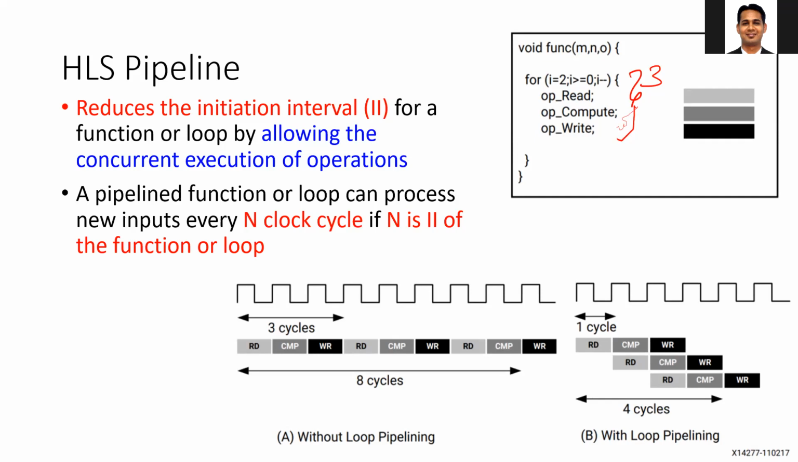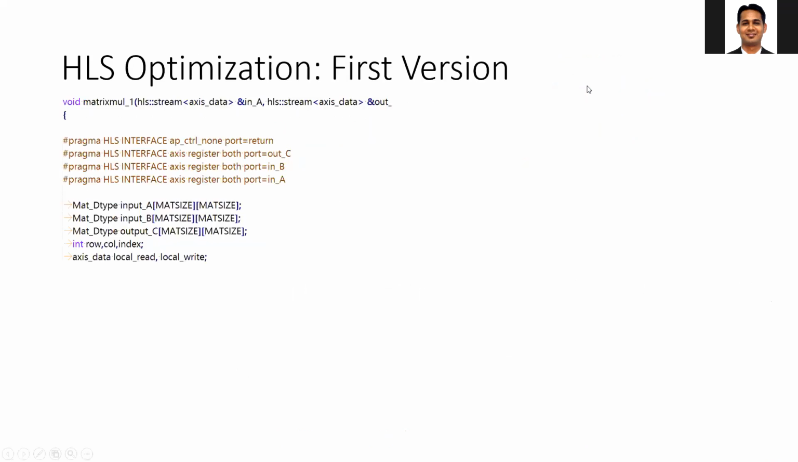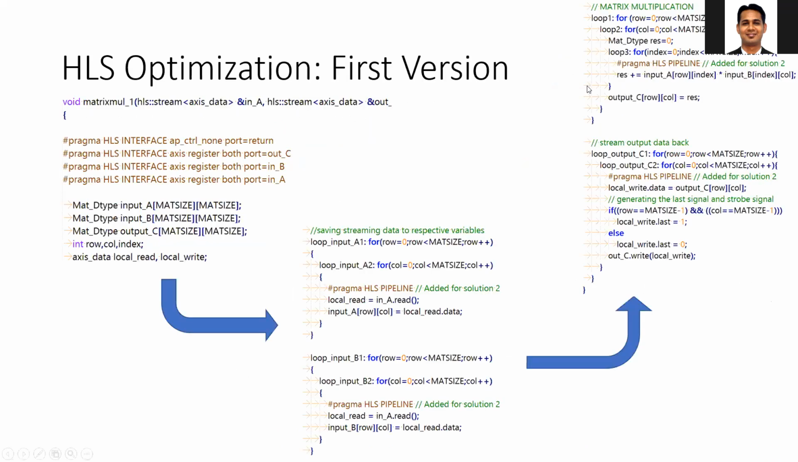So now coming back to our code, what we are going to do is pipeline loop 3 of our code. In this case, what will happen? Instead of waiting for the addition operation of the previous iteration to be completed, I'll start the multiplication operation of the next iteration. So this will help me to speed up the task.